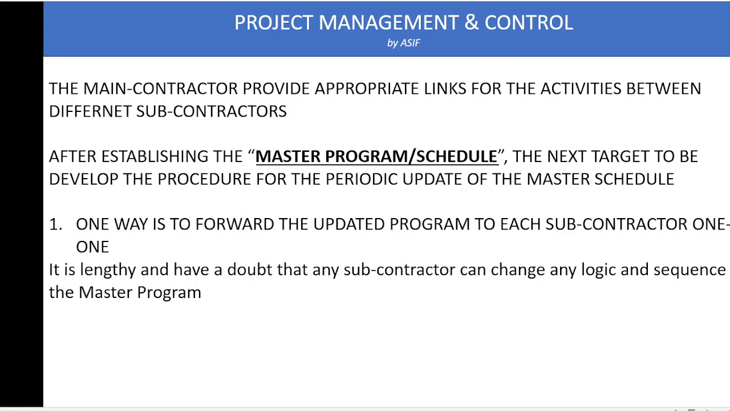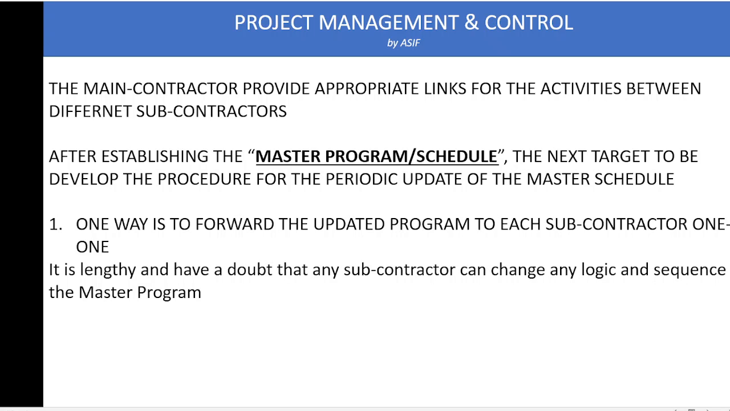The main contractor provides appropriate links for the different activities between the different subcontractors. When the subcontractors provide their own programs, the main contractor incorporates them with the main contractor's program, and then provides different links of the activities between the different subcontractors and the main contractor. Once we establish the master schedule, the next target, which is the main target, is to establish a procedure or method to periodically update the master schedule.